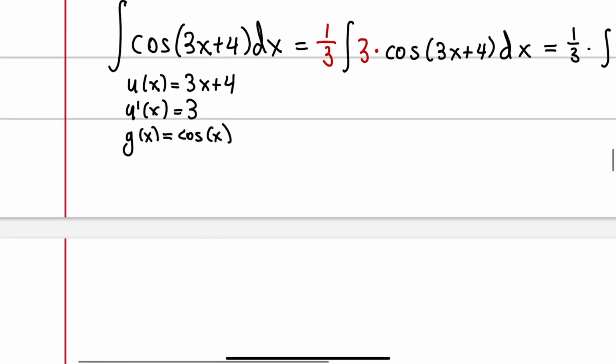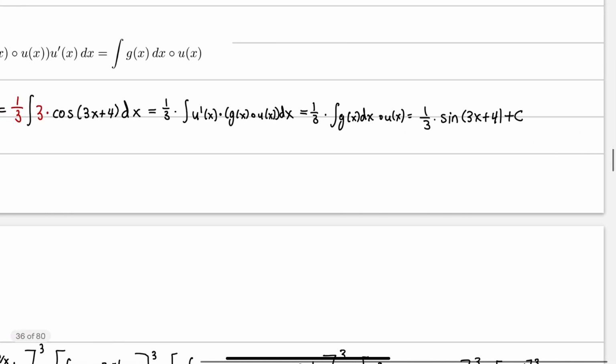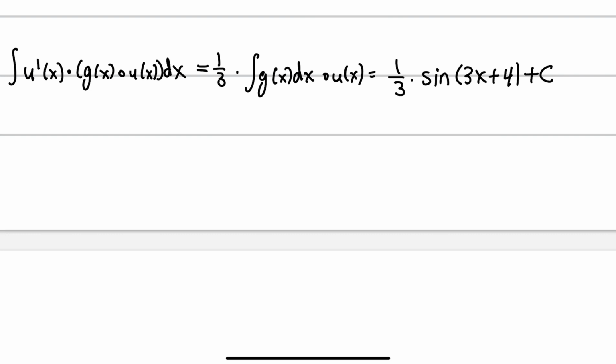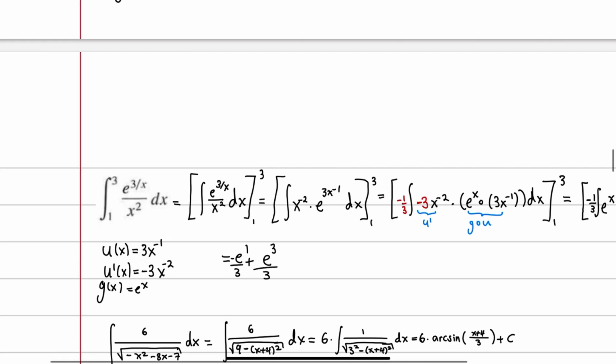What's the antiderivative of g? It's cosine. It's sine. We plug in sine of u of x, which is 3x plus 4. So it's 1/3 sine of 3x plus 4 plus c. Remember, if you need more in-depth practice, I have videos going over examples on how to use it.